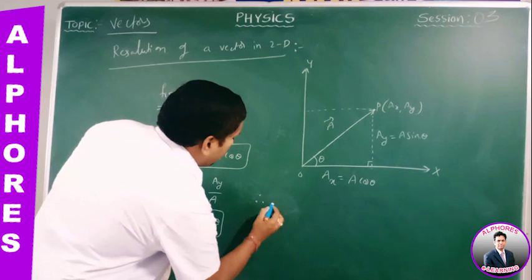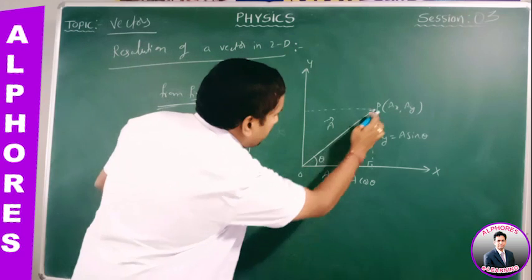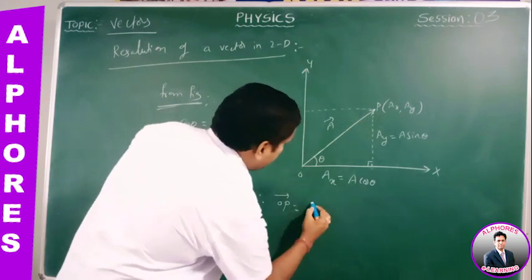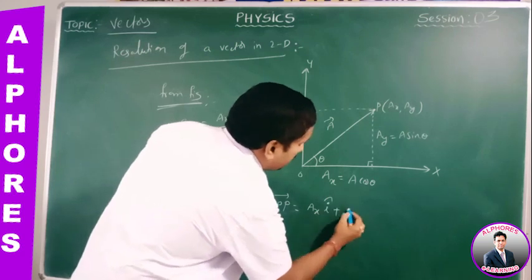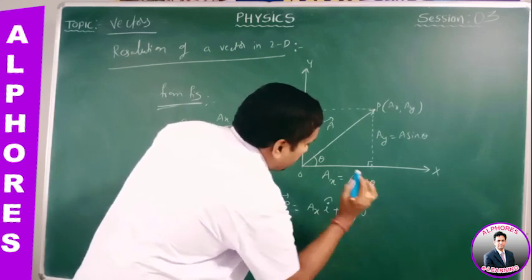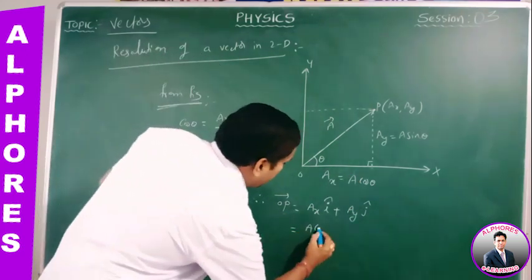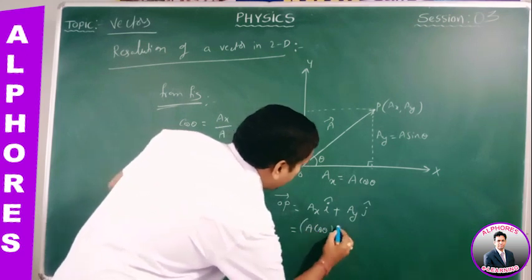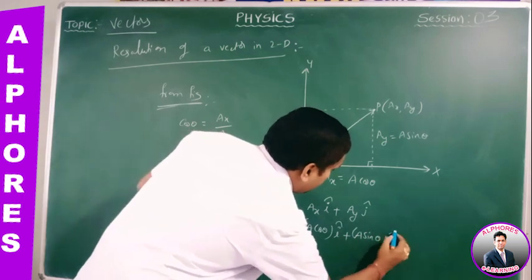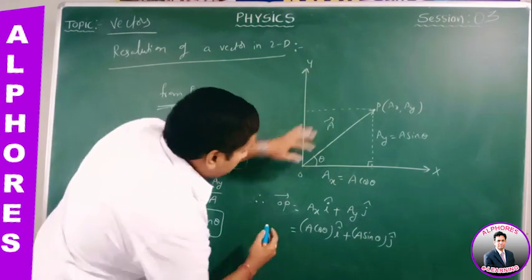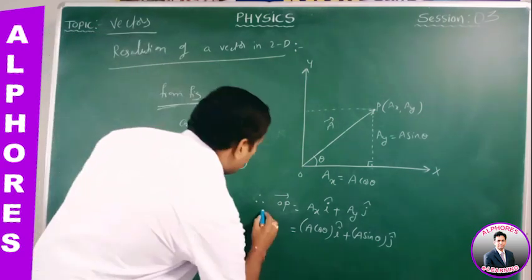So OP bar is equal to the x coordinate into i cap plus, as per vector addition, the y coordinate into j cap. Whatever the values of ax and ay are, it is a cos theta into i cap plus a sin theta into j cap. So this OP bar is nothing but a bar, or sometimes it can be taken as r bar also. Any physical quantity you can take, no problem.